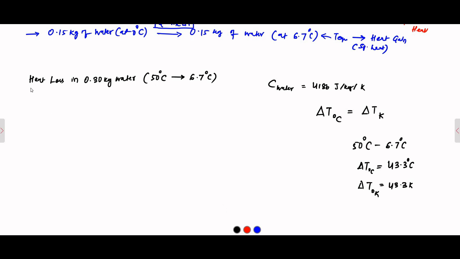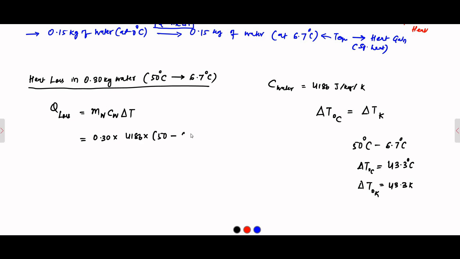So we'll try to calculate what is the heat loss. The heat loss is equal to mW Cw delta T, where mW is the mass of water, Cw is the specific heat of water, and delta T is the difference of temperature. So 0.3 into 4186, into the difference of temperature, 50 minus 6.7. So it is coming 54376.14 joule. Here this concept we have used: even if it's in Kelvin and this is in Celsius, because the difference in temperature in Celsius and Kelvin is the same, that's why I've directly used this. So this is the heat loss.